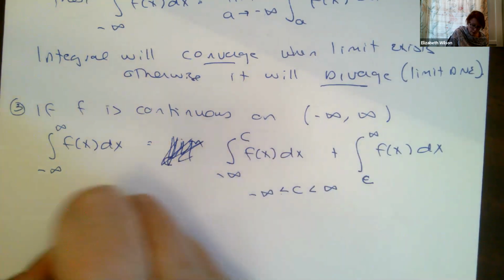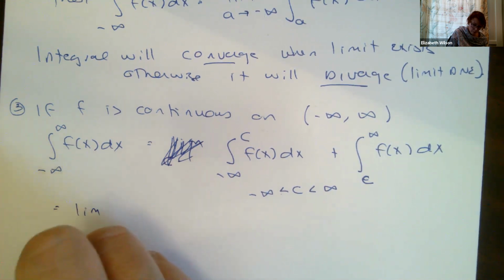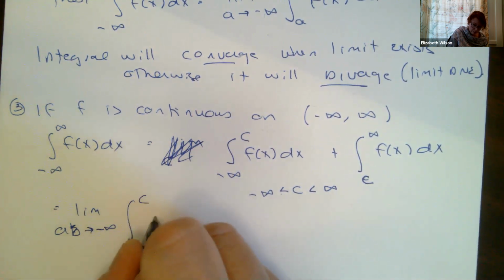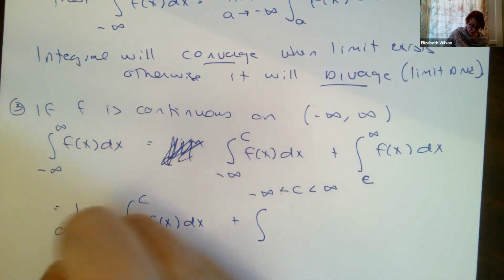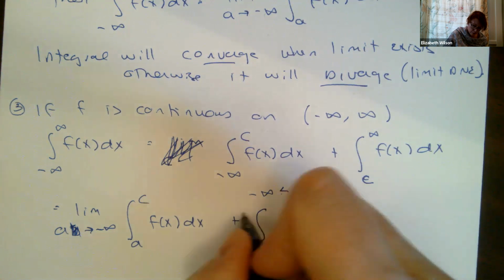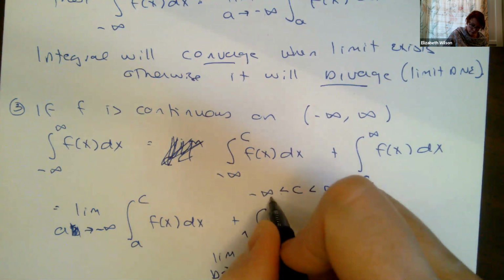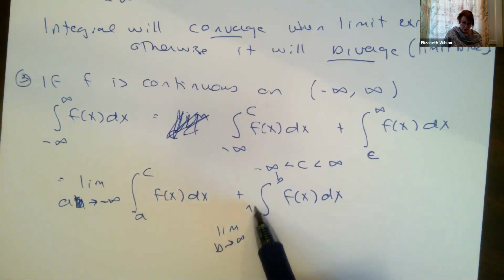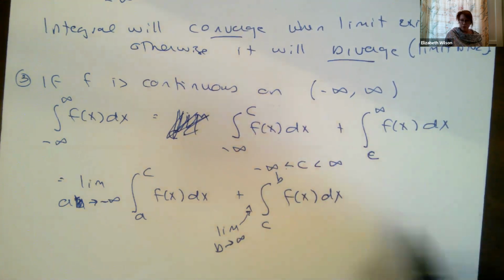So then this becomes the limit as a goes to minus infinity of the integral from a to c of f of x dx plus the limit as b goes to positive infinity of the integral from c to b of f of x dx. I goofed. I needed to have a limit here, so that goes right in there. Sorry about that. There. And what I'm going to do is just process it.